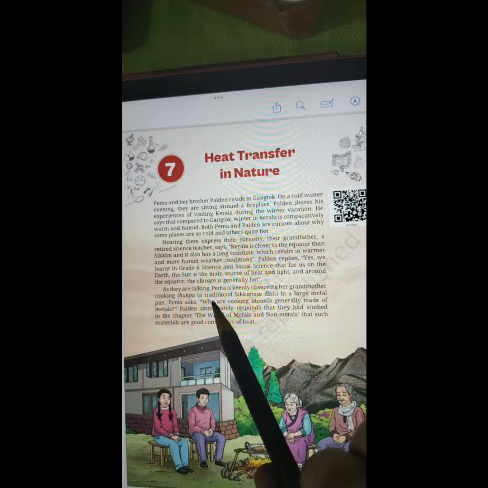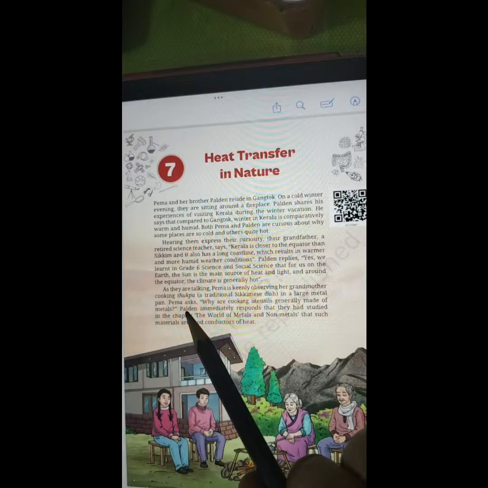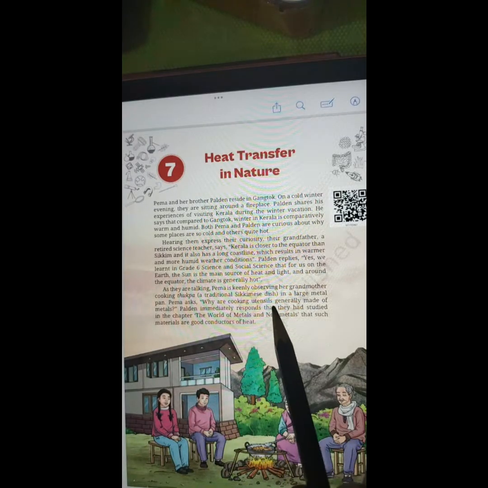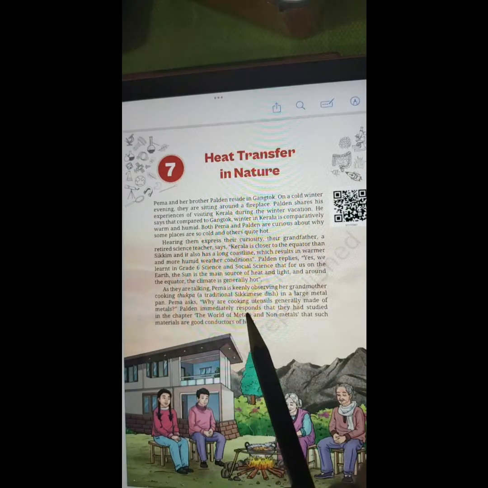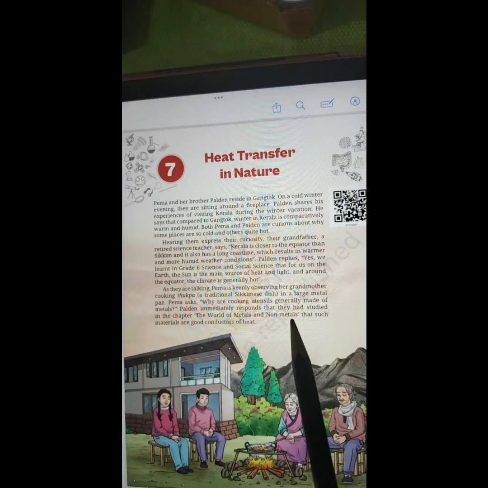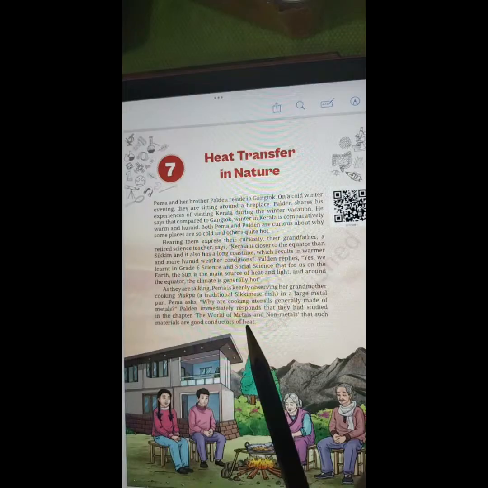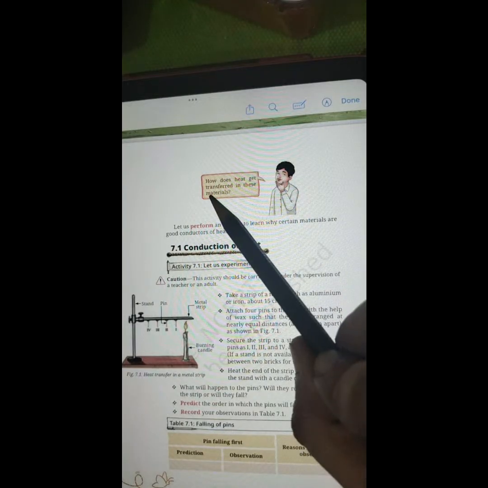As they are talking, Pema is keenly observing her grandmother cooking thukpa, a traditional Sikkimese dish, in a large metal pan. Pema asks why cooking utensils are generally made of metals. Palden immediately responds that they had studied in the chapter on the world of metals and non-metals that such materials are good conductors of heat. So Palden thinks, how does heat get transferred in these materials?